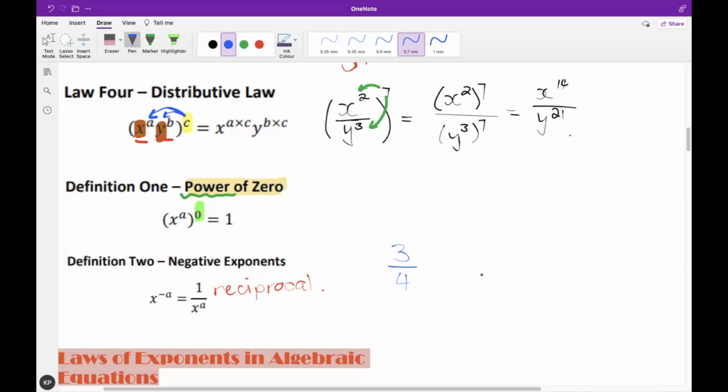The reciprocal of 3/4 means you are swapping the numerator and the denominator, right? So then the reciprocal of 3/4 would be 4/3. Do you guys see? So in order to change the sign of an exponent, you look for the reciprocal.